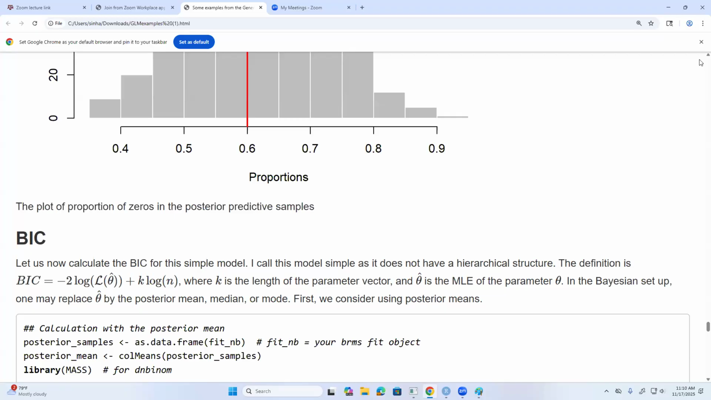But in some models, the number of parameters is not clear, such as in the hierarchical model. There, we do not have a clear idea about the number of parameters.